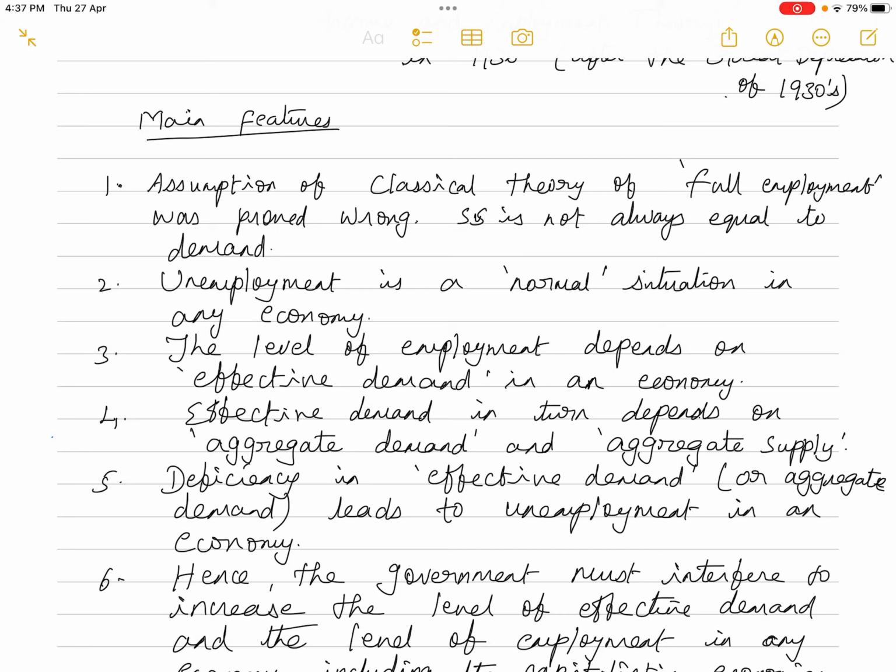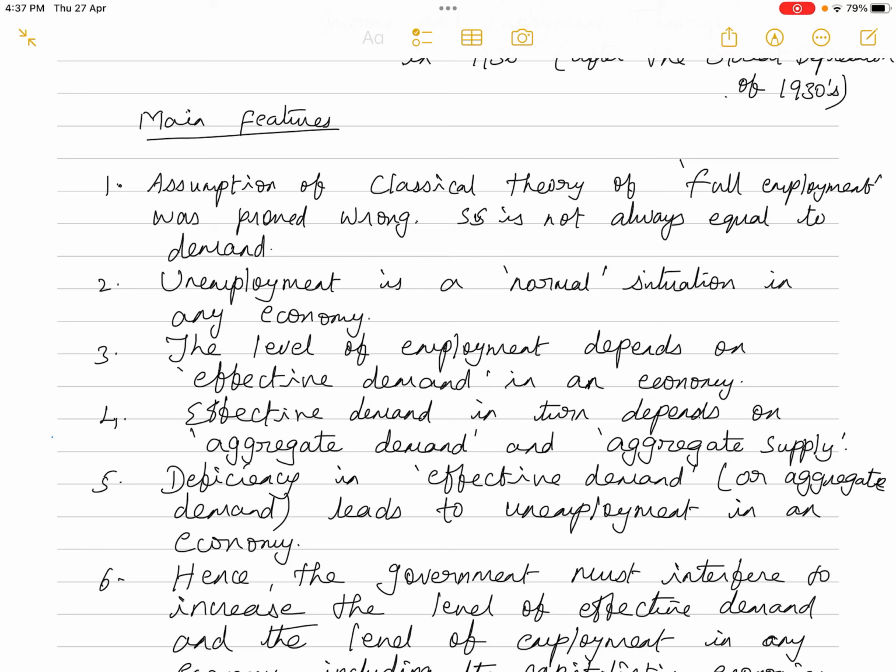So this is the main feature of the Keynesian theory of employment: how the country, with the intervention of government, will increase the level of employment and reach the level of full employment. This is the employment theory of Keynes. He has explained this, as usual, with the help of a hypothetical table and a diagram.